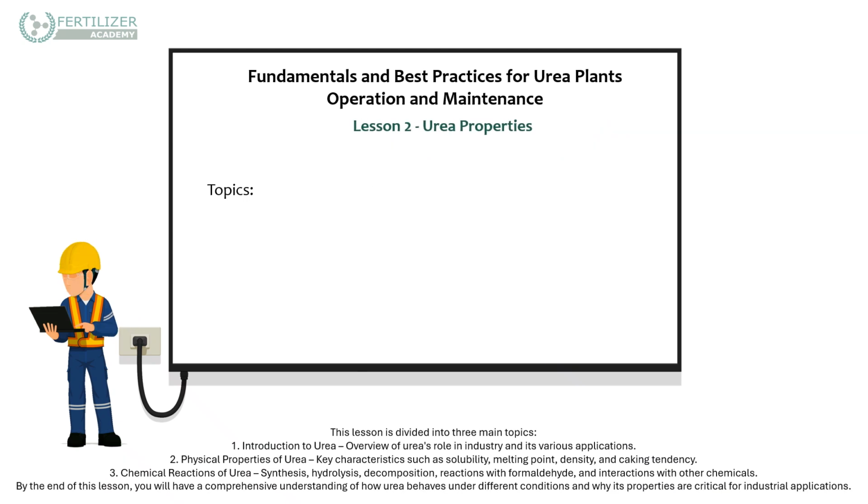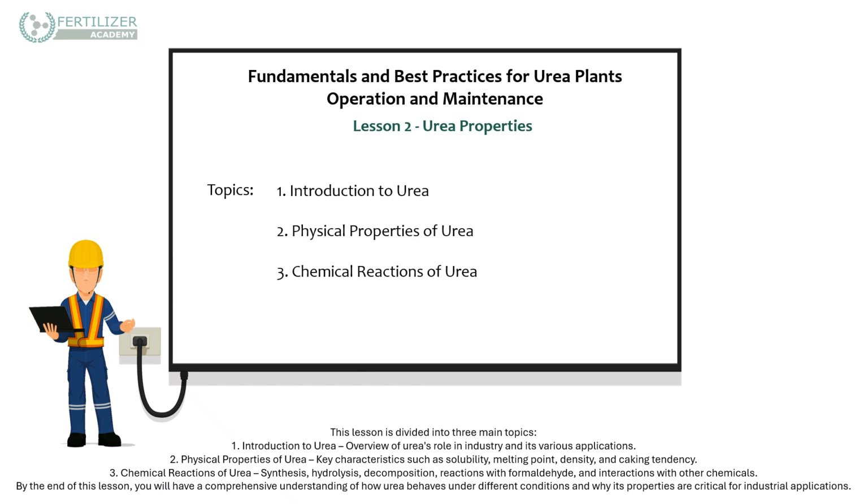Lesson 2. This lesson is divided into three main topics. Introduction to urea: overview of urea's role in industry and its various applications. Physical properties of urea: key characteristics such as solubility, melting point, density, and caking tendency. Chemical reactions of urea: synthesis, hydrolysis, decomposition, reactions with formaldehyde, and interactions with other chemicals.